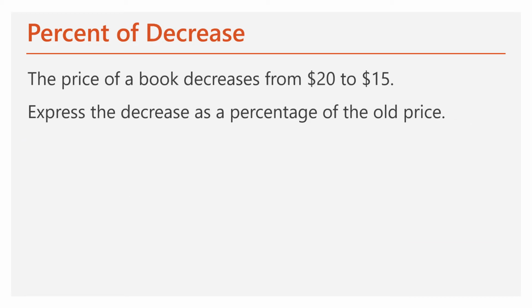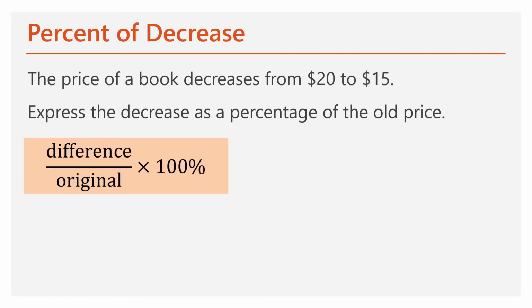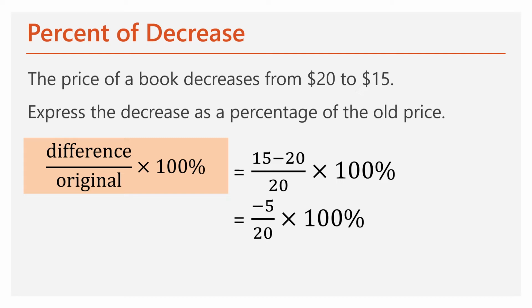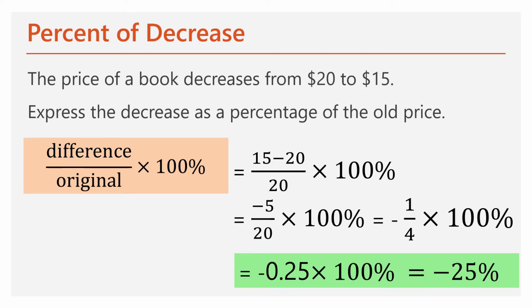Percent of decrease is a percent of change describing a decrease in a quantity. Example, the price of a book decreases from $20 to $15. Express the decrease as a percentage of the old price. Old equals 20, new equals 15, percent change equals 15 minus 20, divided by 20 and multiplied by 100%. Minus 5 divided by 20 equals minus 1/5, or minus 25%. The answer obtained is a negative number, which means that it is a percentage of decrease. In other words, the sale is 25% off, that means you are paying 75% of the original price.